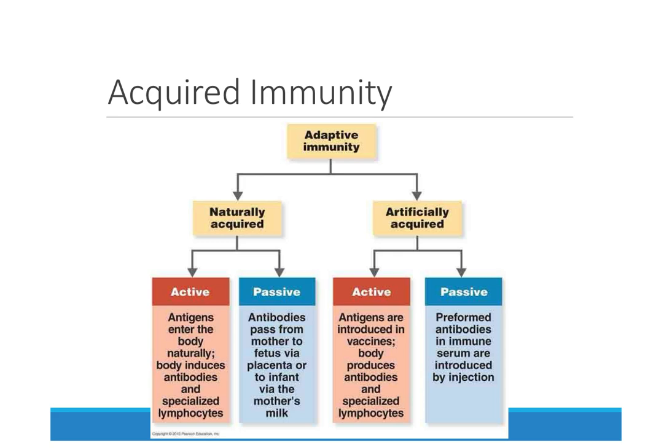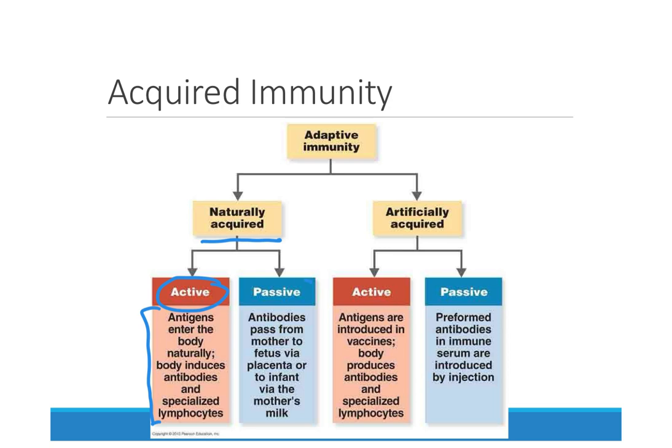So immunity is something you can acquire with this adaptive or specific immunity, and it can be acquired naturally or artificially. Naturally, it can be because you have actively run into one of those pathogens and these memory cells have been produced, like I've just talked about.